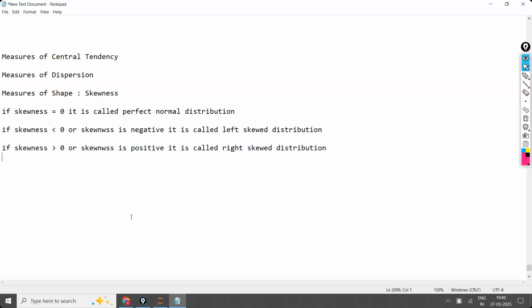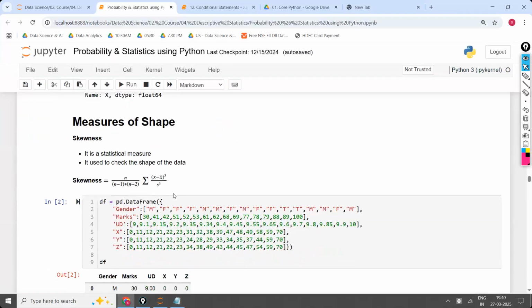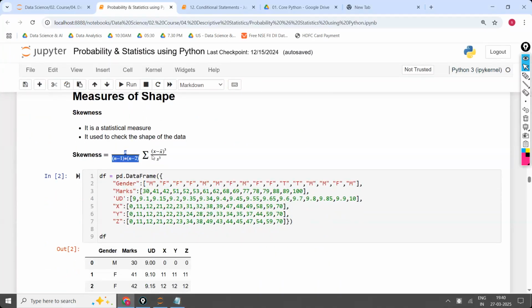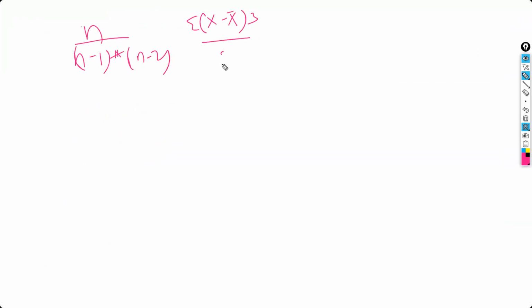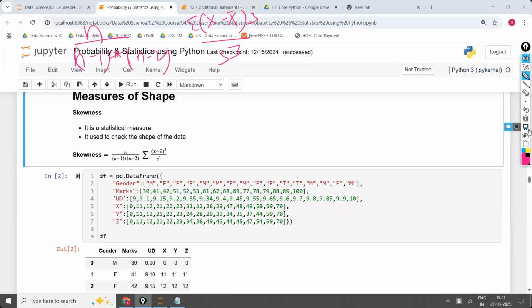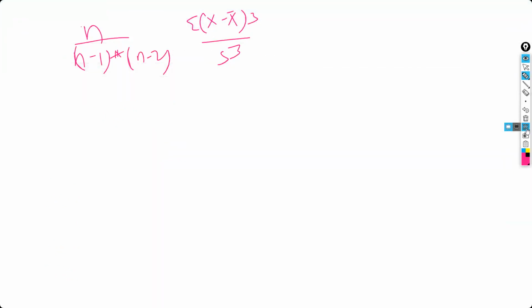Now, this is a measure, and we are going to calculate it. See here, how this will be calculated, by using the formula. For sample data, whenever you are considering sample data, we calculate this one. What is the formula? n divided by (n minus 1) into (n minus 2), into sigma of (x minus x bar) whole cube, divided by s cube. That is the formula for this.